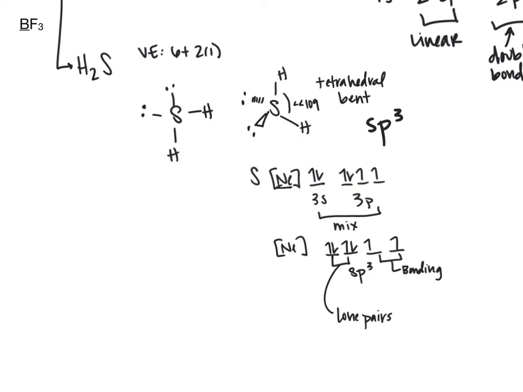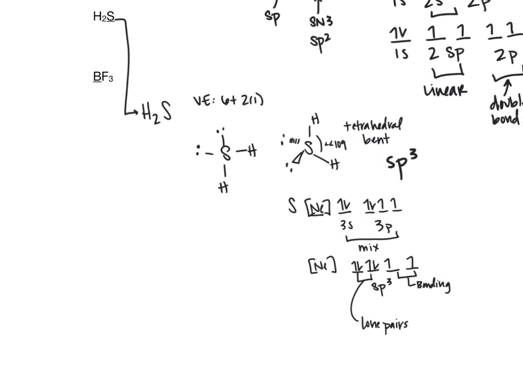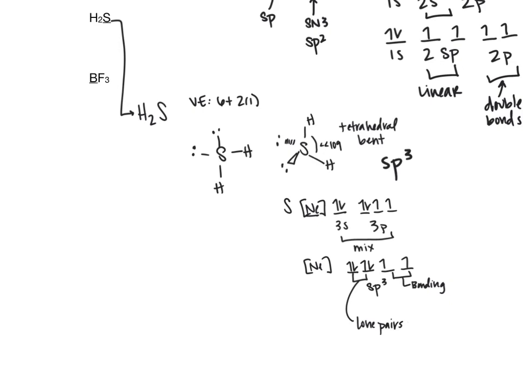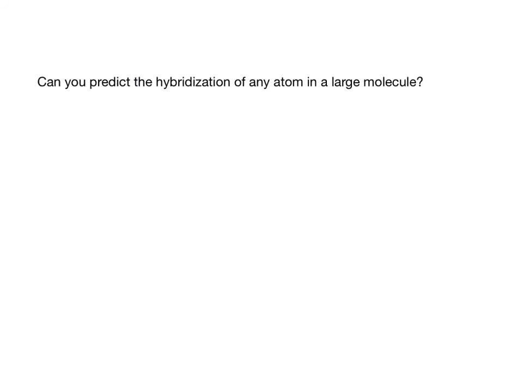So the hybridization of this is the number of orbitals that we mix together. It's super important to realize that the number of orbitals that goes in is the number of orbitals that we get out. So the other example, BF3, we did a little bit earlier, so I won't do it again. But let's ask ourselves, can we predict the hybridization of any atom in a large molecule? So I'm going to draw a molecule and then we'll look at it.